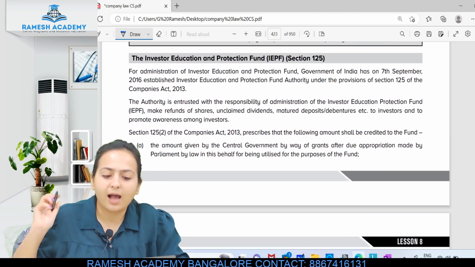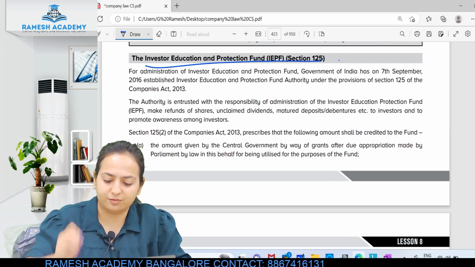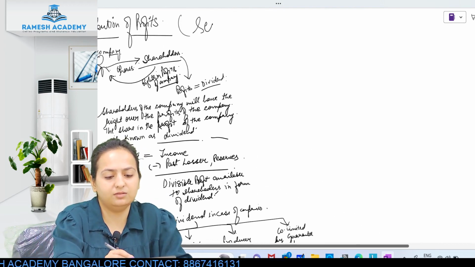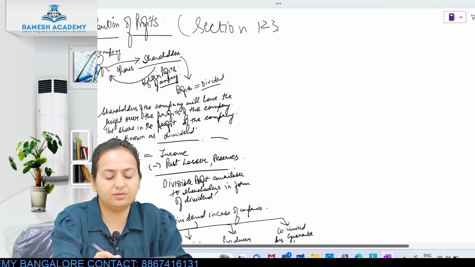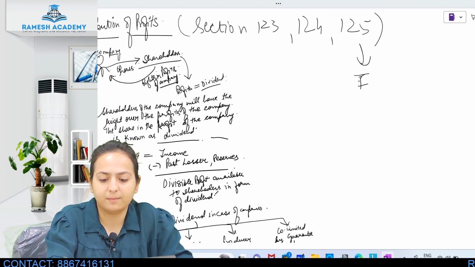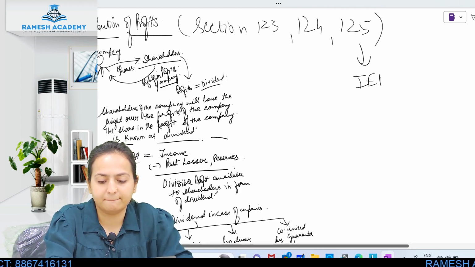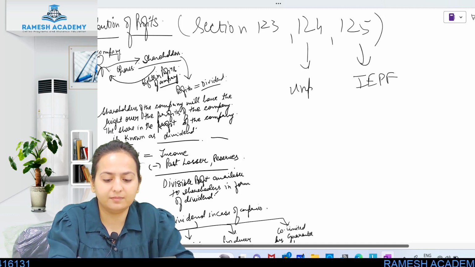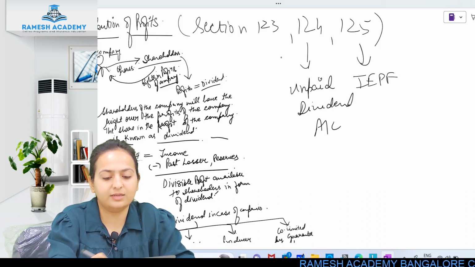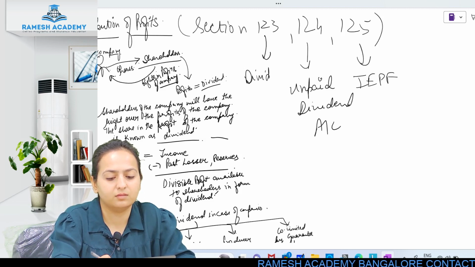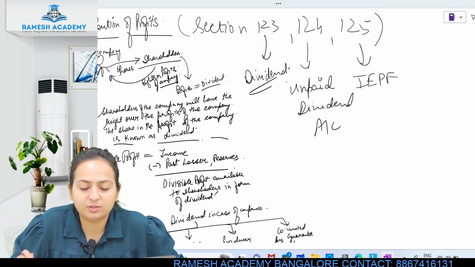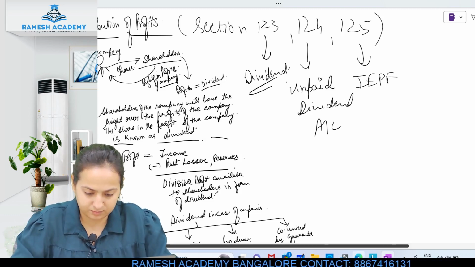Then comes section 125, that is the IEPF. So, for this chapter you can write down sections 123, 124, 125: 123 is about the dividend, 124 deals with the unpaid dividend account, and 125 deals with the IEPF. These 3 sections are there.